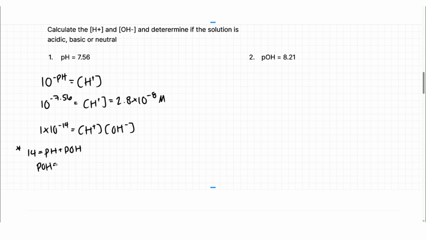So I'm going to subtract 7.56 from 14 to find the pOH. The pOH that I found is 6.44, and then I can use the equation 10 to the negative pOH equals the concentration of OH minus. And 10 to the negative 6.44 will give me 3.6 times 10 to the negative 7 molar for the concentration of OH minus.